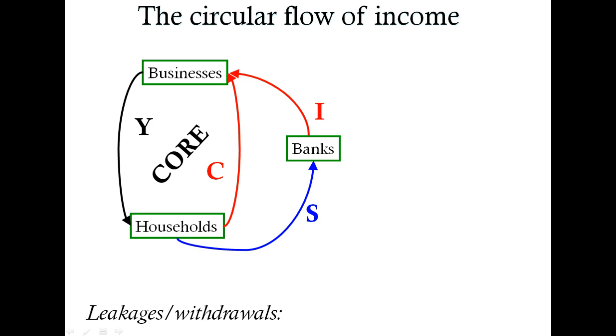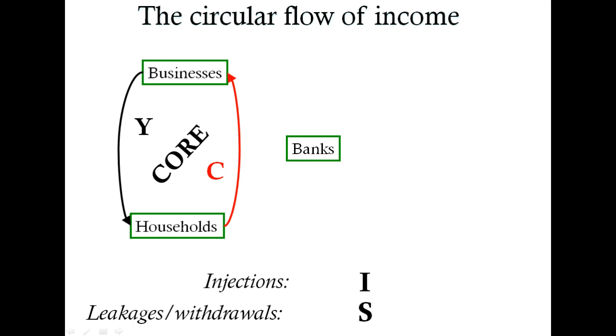So we've got savings, leaks out of the core of the economy, but if everything goes according to plan, is injected back into the economy again, the core of the economy, in the form of investment expenditure. So we could write down our lists of leakages or withdrawals and injections from and to the core, savings and investment.